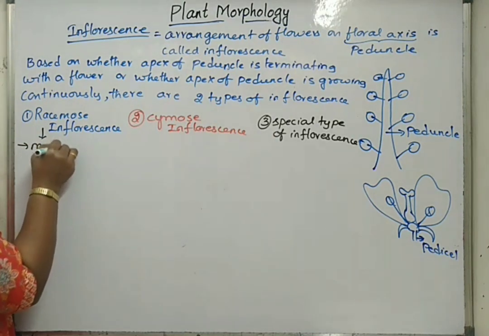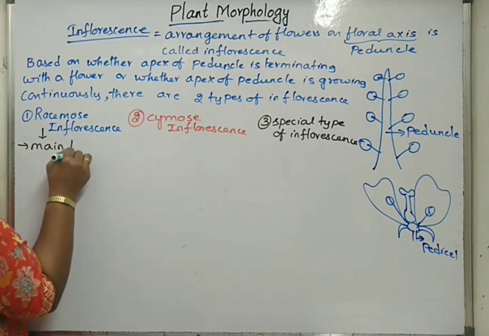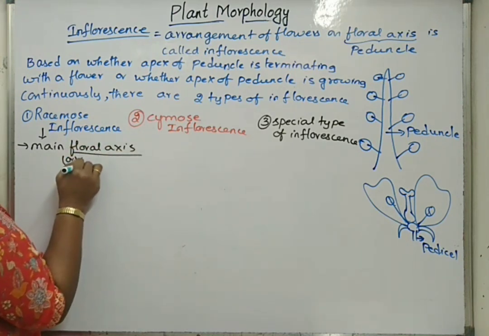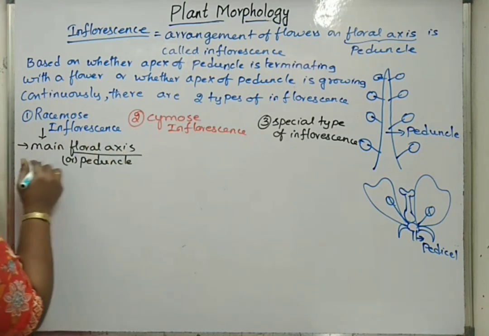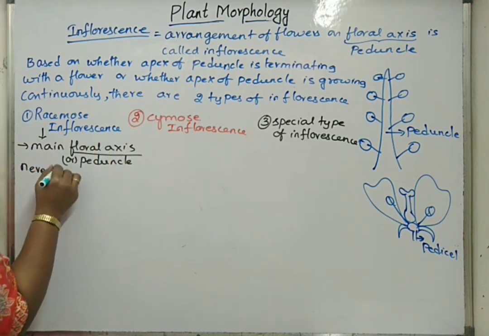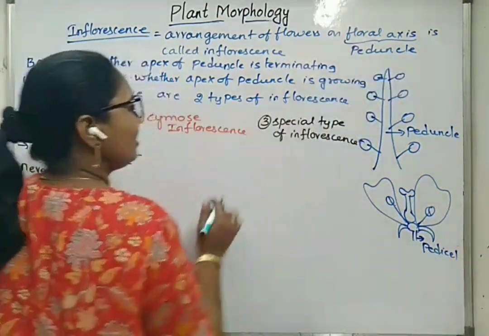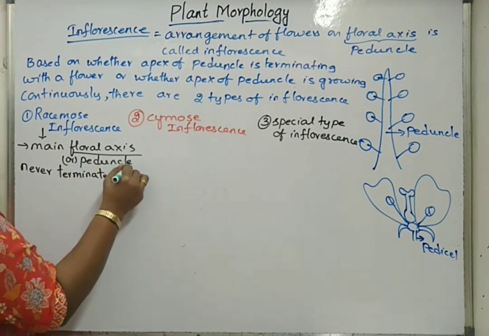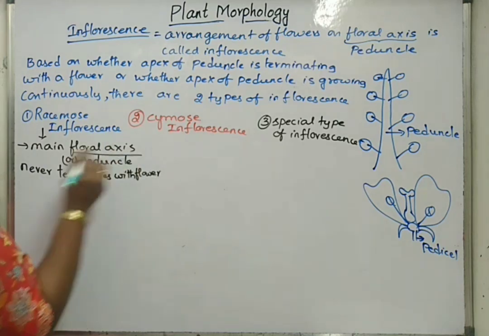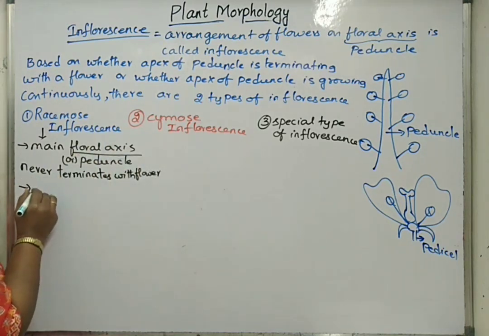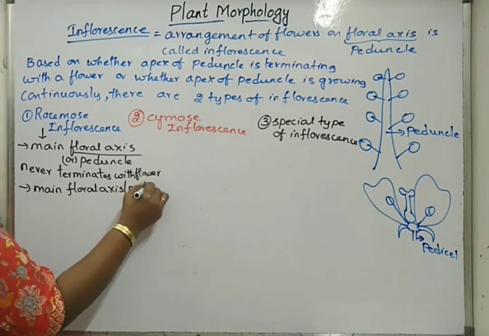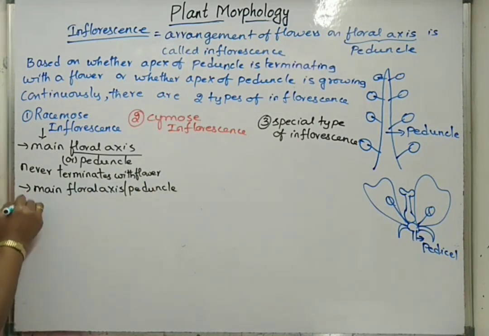Here main axis, main floral axis or peduncle never terminates with flower. Means there will be no flower at the tip in case of racemose inflorescence. Here, main axis grows continuously. Main floral axis or peduncle grows continuously.